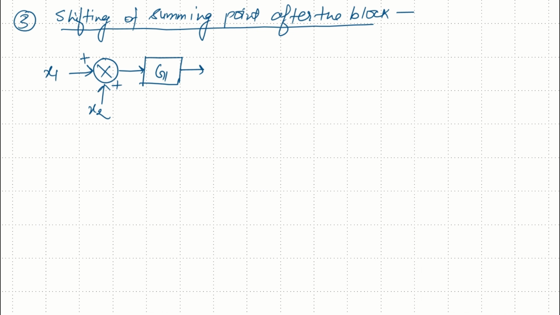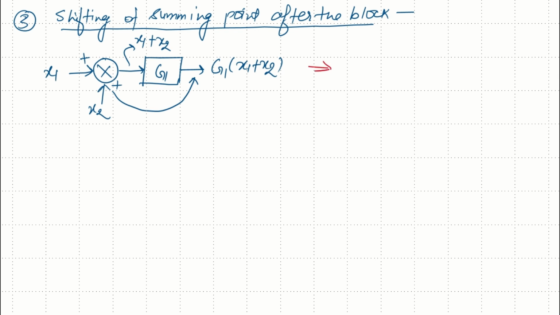The final output in this case will be, since both the signals are added, the input to this block will be X1 plus X2, and this will be multiplied by G1 in order to get the output. So the final output in this case will be G1 times (X1 plus X2). Now if you want to shift this summing element after this block, then what will be the equivalent diagram?